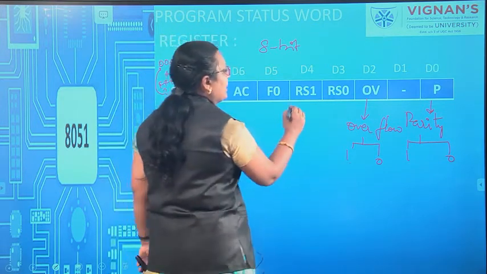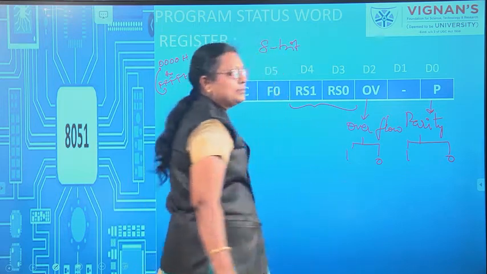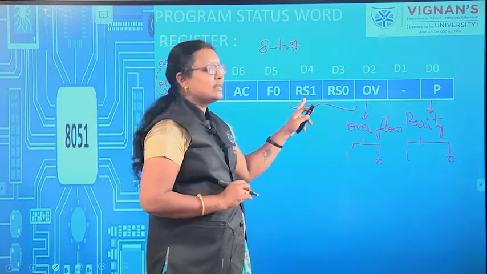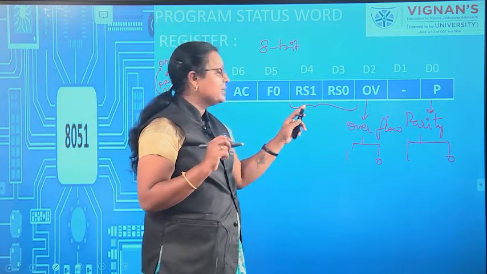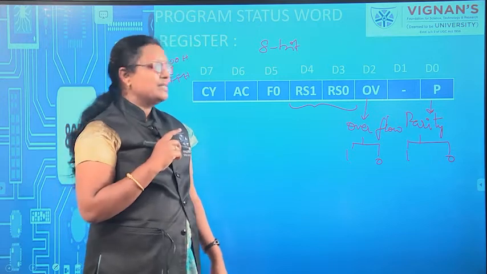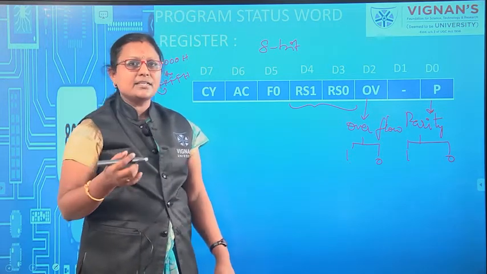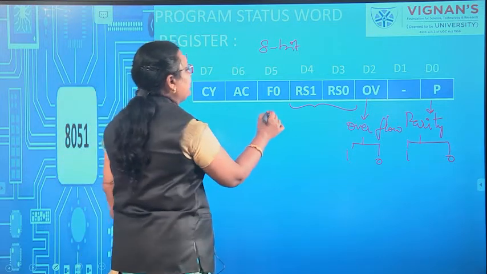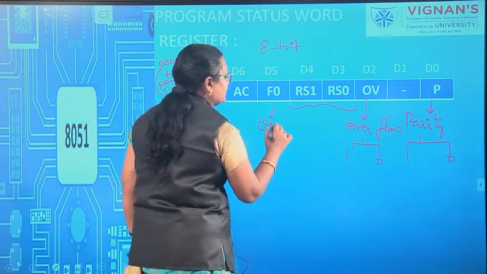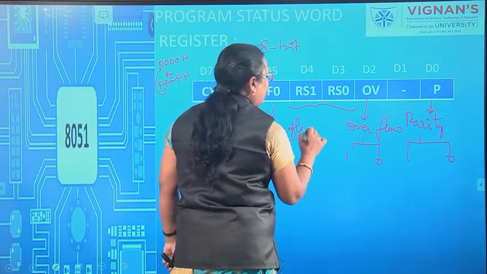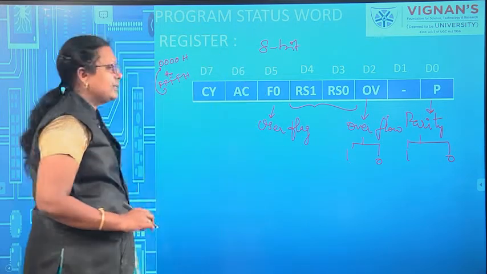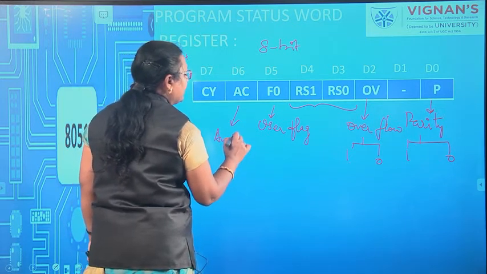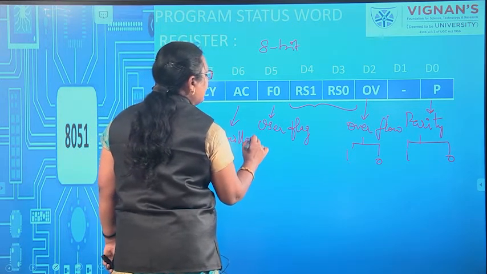And these two bits, RS1 and RS0, are the register bank select bits, okay? We will discuss these two bits in detail in the next session. I will tell you what that is, where we are using that, everything. And this F0 is the user flag bit, and this AC is the auxiliary carry bit. Bit number 6 is the auxiliary carry bit.